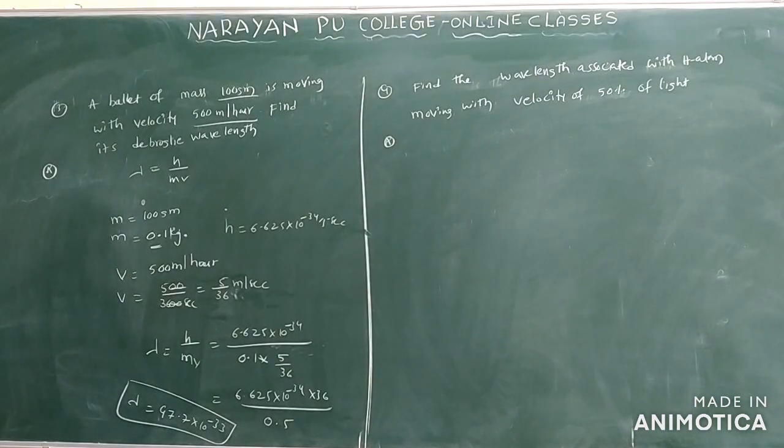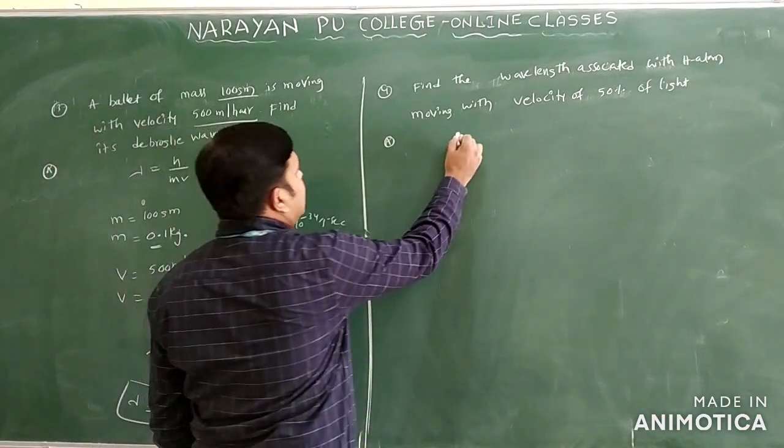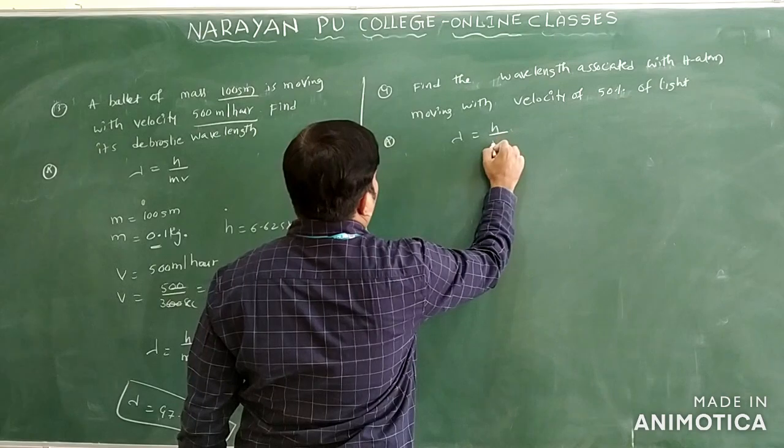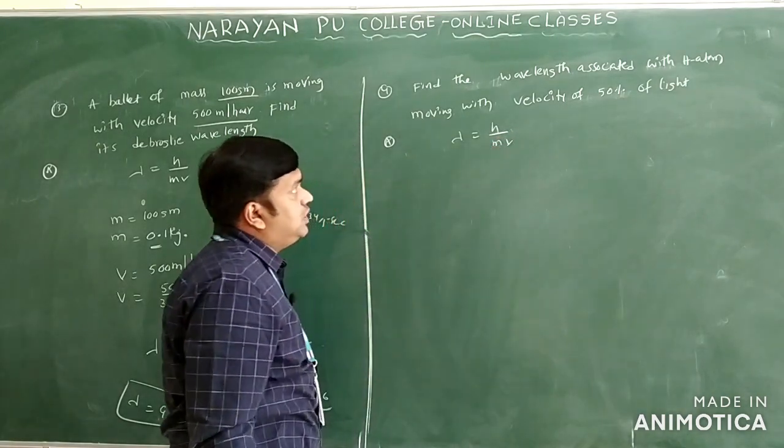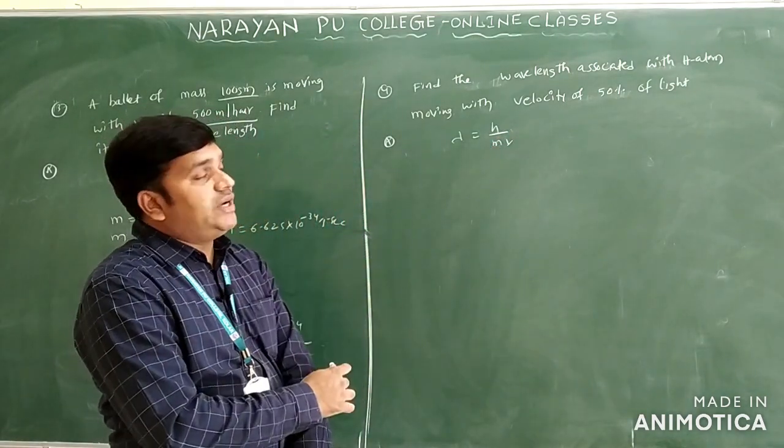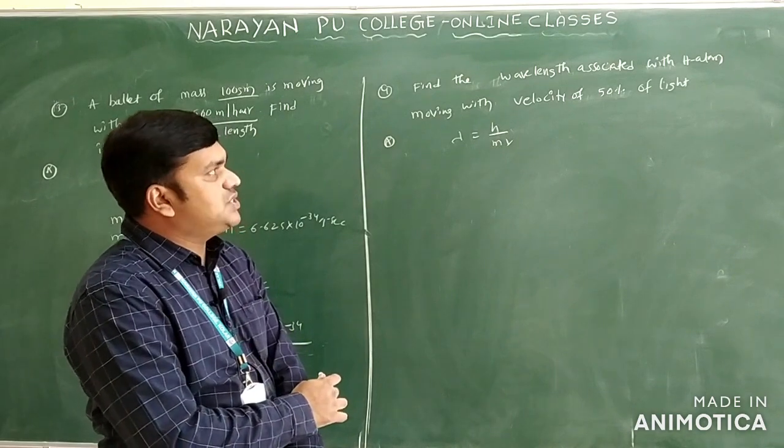And see the next question we have. What is the next question? Find the wavelength associated with a hydrogen atom moving with velocity 50% of the light. So here you can see they are asking wavelength. Same formula, lambda is equal to h by mv only. So what is the wavelength of a hydrogen atom with velocity 50% of the light?